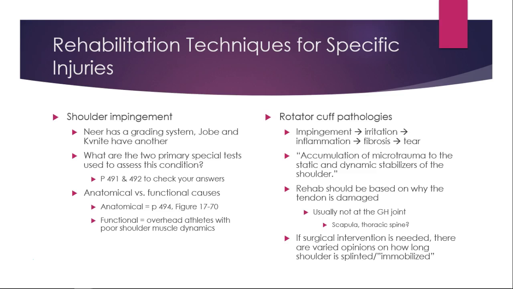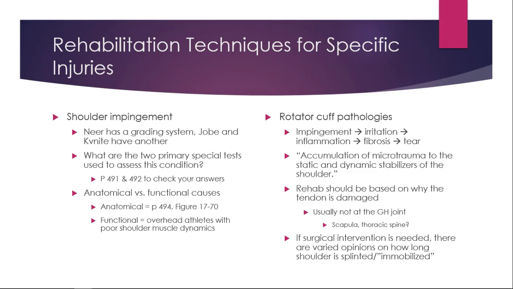Shoulder impingement is the next pathology discussed. The book discusses two separate grading systems of impingement. It is not important which one you use or know, but you should know what symptoms are typically present with impingement. That leads to the question on the slide. Which two tests are the go-to special tests for shoulder impingement? They are discussed within the grading systems and they are pictured on page 491 and 492. Answer in your head, then check to see if you are correct.